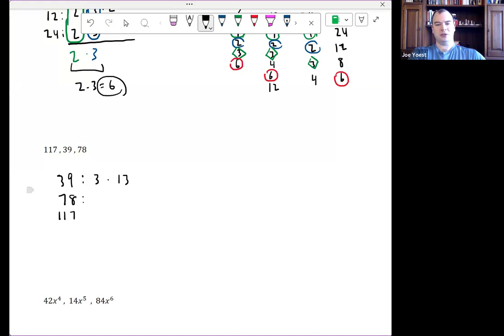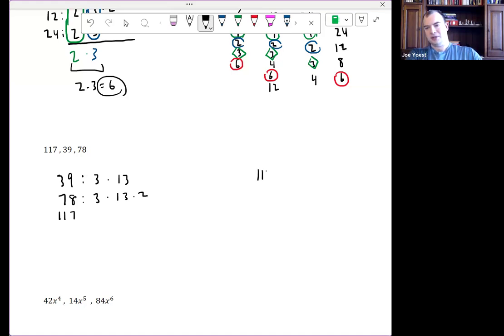78 is 39 times 2, or that's 3 times 13 times 2. And if you didn't realize this, you might see, okay, well, 9 plus 3 is 12. I can do a divisibility test for divisibility by 3. 12 is divisible by 3, so 39 is divisible by 3. Divide 39 by 3 and get 13. 78 we see is divisible by 2 because it's an even number. 78 over 2 is 39, and then there we go.